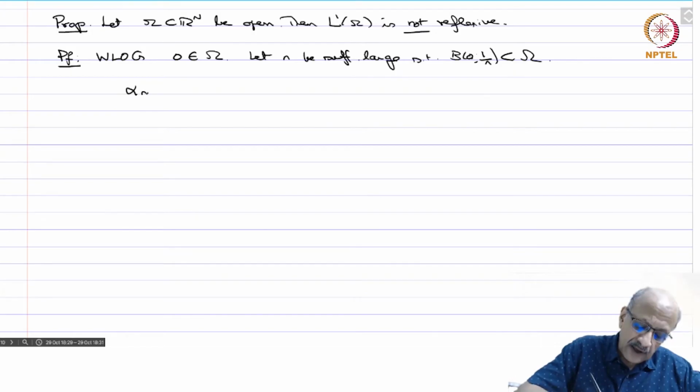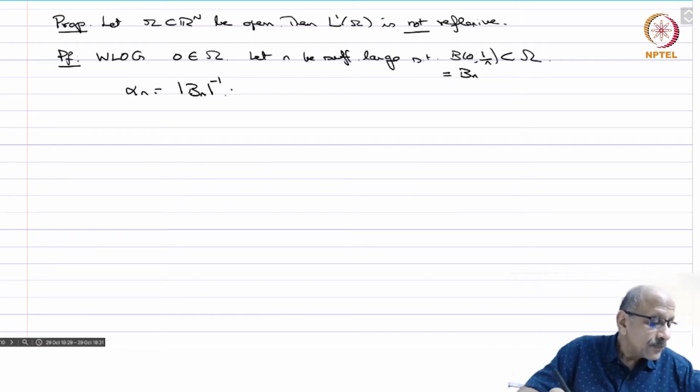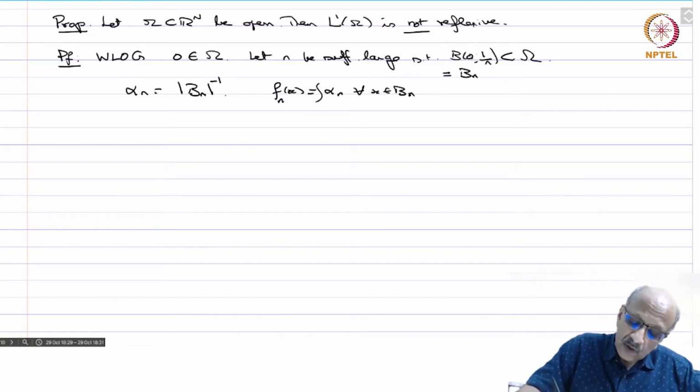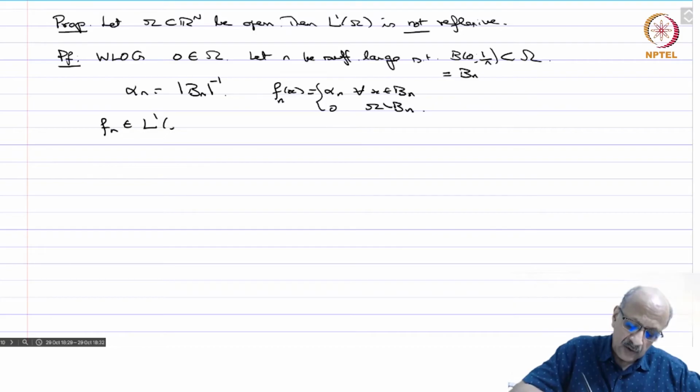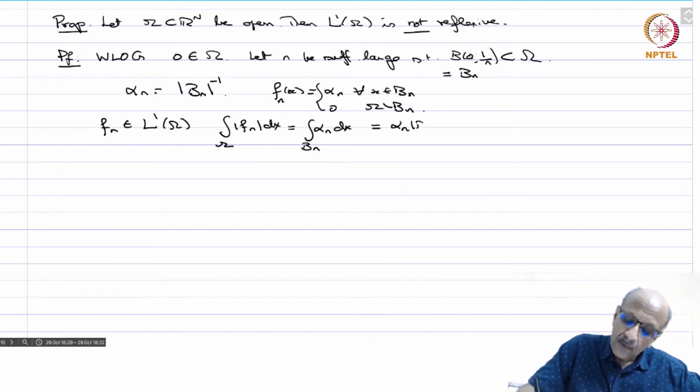So let us assume that alpha n is the Lebesgue measure of Bn, so call this Bn, to the power minus 1. And then you set fn of x equals alpha n for all x in Bn and 0 on omega minus Bn. This function fn obviously belongs to L1 of omega, and in fact the integral of mod fn dx over omega is nothing but the integral over Bn, everywhere else it is 0, and that is alpha n dx. Alpha n is a constant, it's alpha n times mod Bn, and that's equal to 1. So the norm of fn in L1 is equal to 1 for all n.